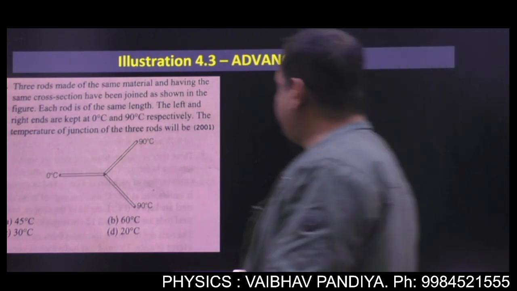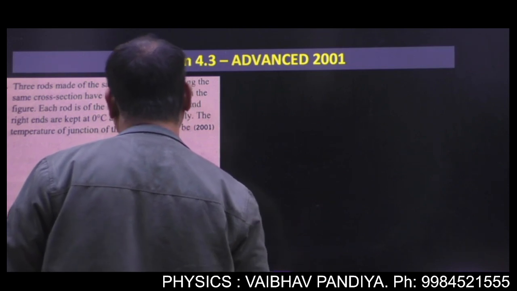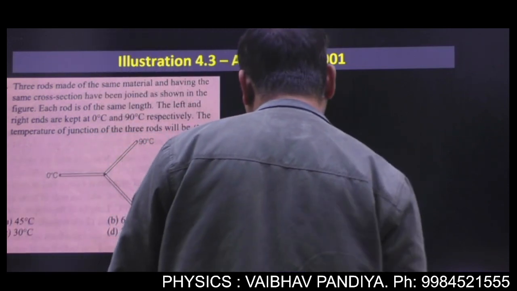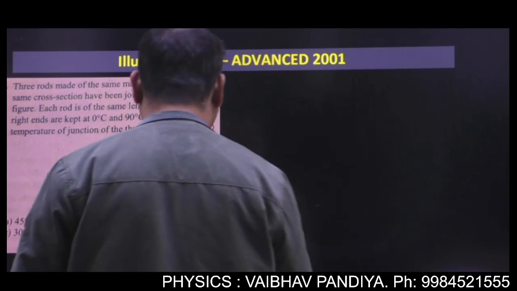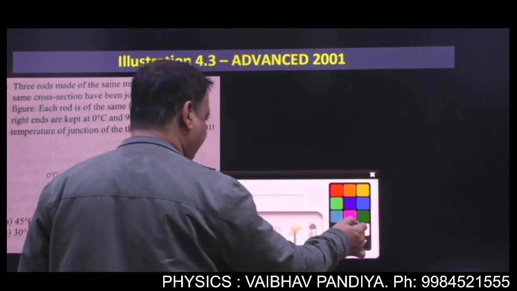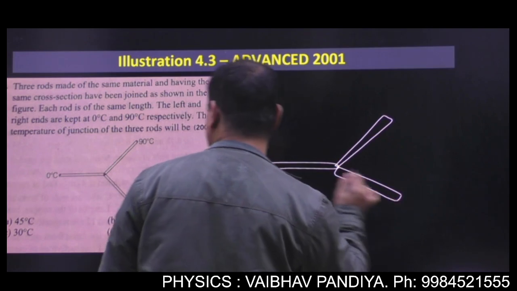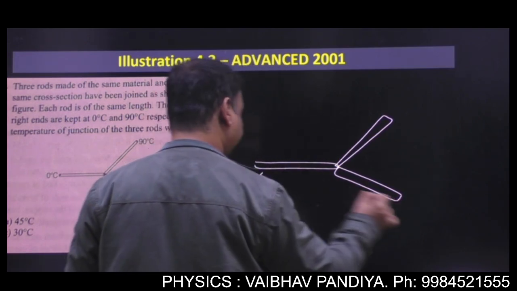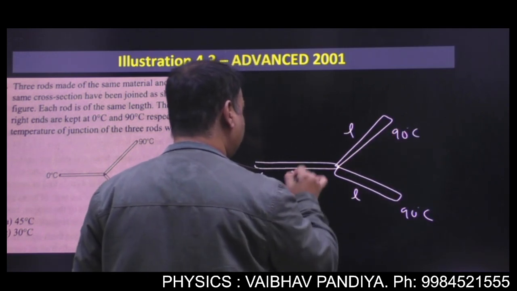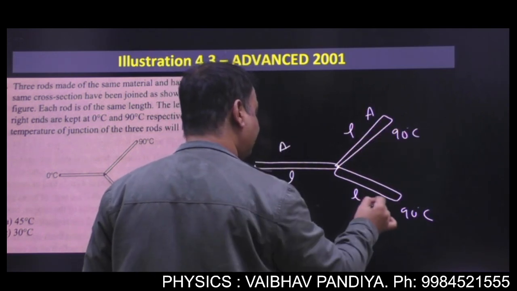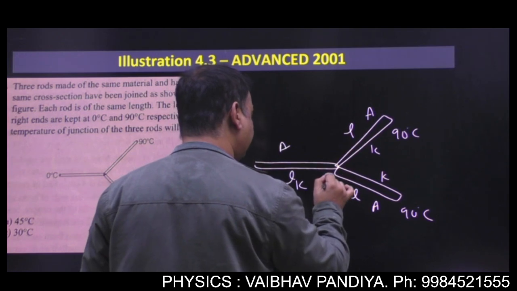Now see this problem, IIT Advanced 2001. Three rods of the same material having the same cross section have been joined. Each rod is of the same length. So many things are made convenient for you. They have the same length, correct? This is 0 degree, this is 90, this is 90, length is the same, area is the same, material is the same, so conductivity will be the same. And you have to find the temperature of the junction, say theta.